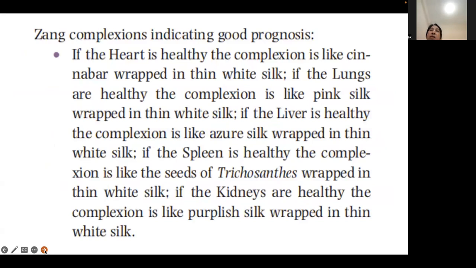Complexion indicating good prognosis. If the heart is healthy, the complexion is like cinnabar wrapped in thin white silk. If the lungs are healthy, the complexion is like pink silk wrapped in thin white silk. If the liver is healthy, the complexion is like azure silk wrapped in thin white silk. If the spleen is healthy, the complexion is like the seeds of trichosanthes wrapped in thin white silk. If the kidneys are healthy, the complexion is like purplish silk wrapped in thin white silk.